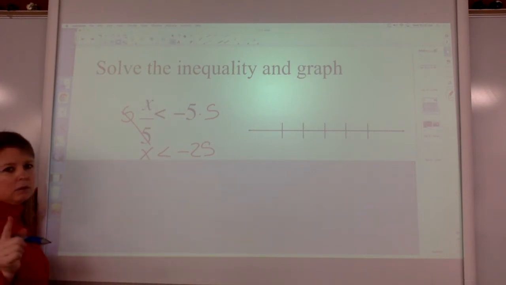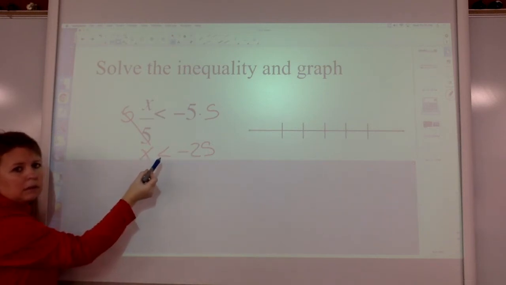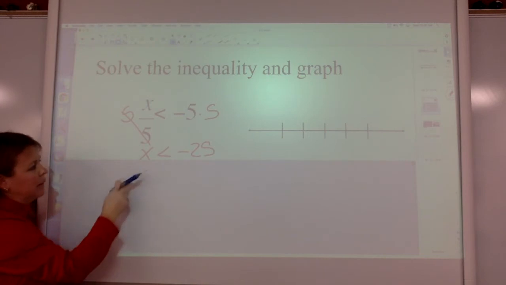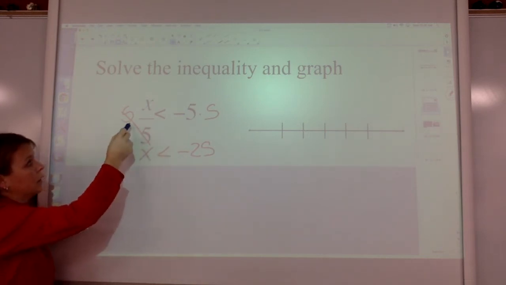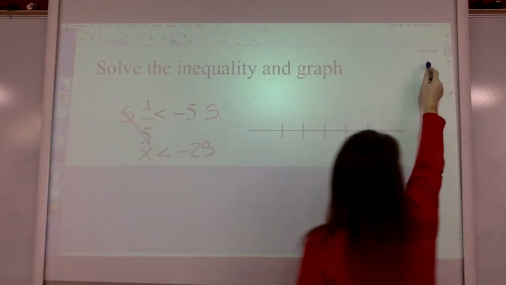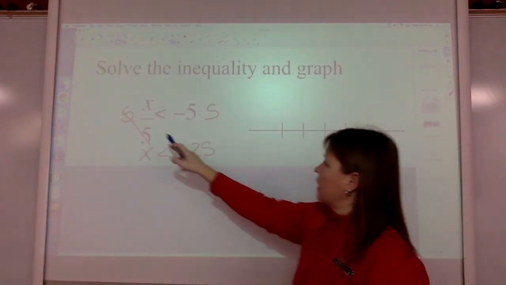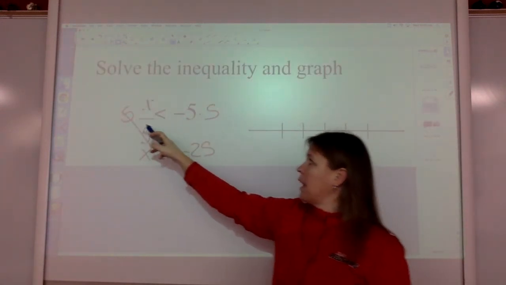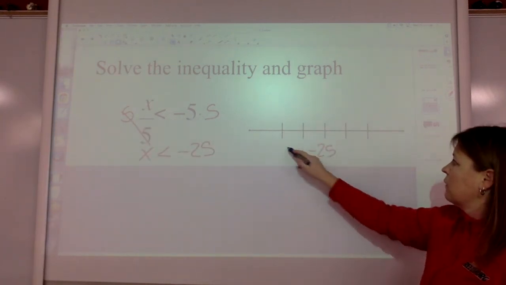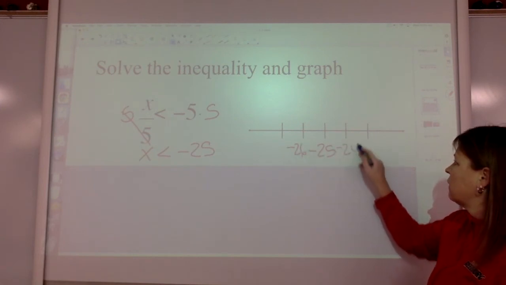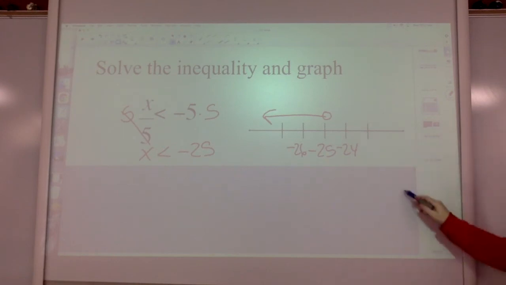And some of you are saying, wait, no. It's a negative. You forgot to flip the sign, Mrs. Bester. No, I'm not supposed to flip the sign. It has nothing to do with the answer to the problem. It has to do with the work. The wording said, if you multiply or divide by a negative. The number that I was doing the work with was not a negative, it was positive. So do not change the sign. So I have negative 25, negative 26, negative 24, open circle, still going to the left. Don't change it.